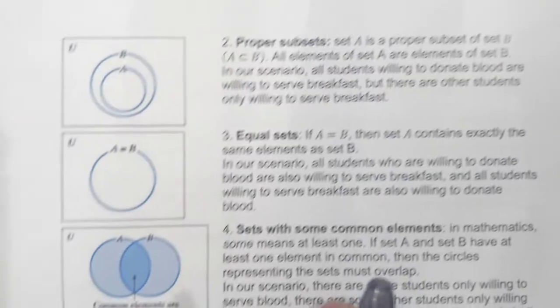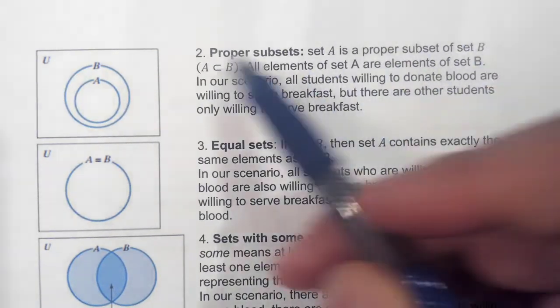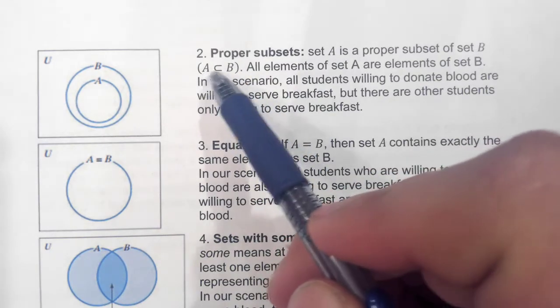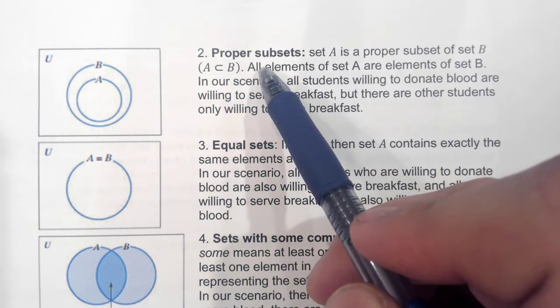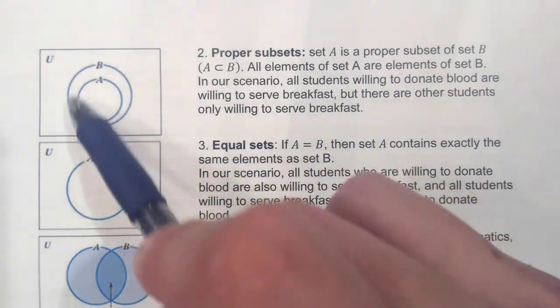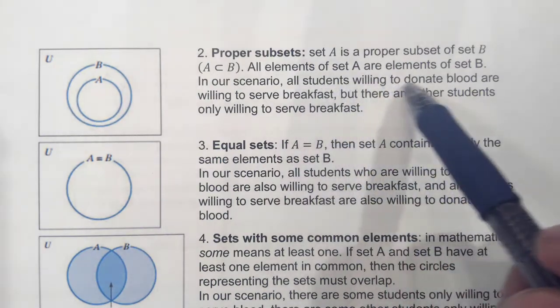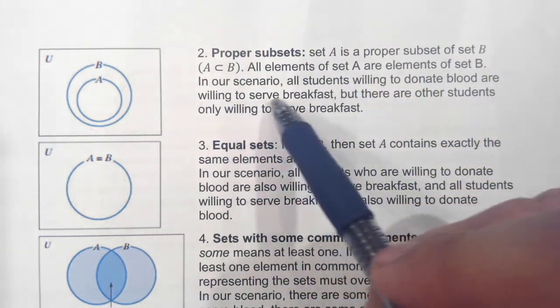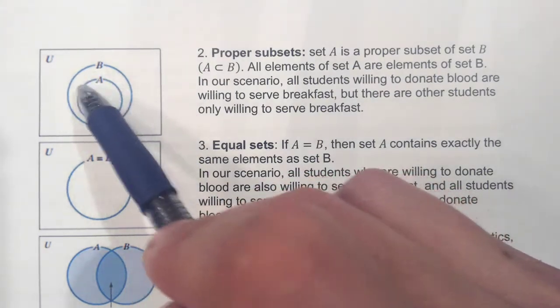The next one is called a proper subset. Set A is a proper subset of set B, which is this symbol. So A is a proper subset of B. All elements of A are in B. So in our scenario, all students willing to donate blood are also willing to serve breakfast, but there are other students who are only willing to serve breakfast.